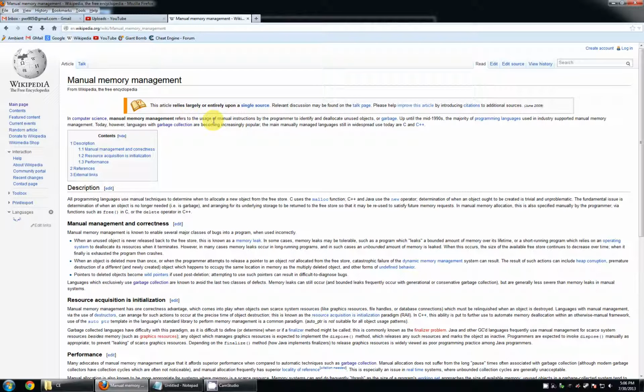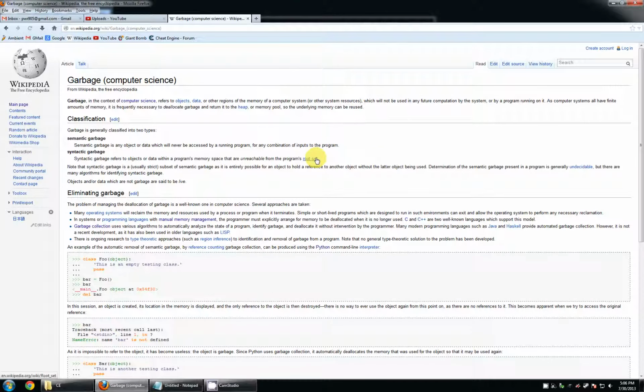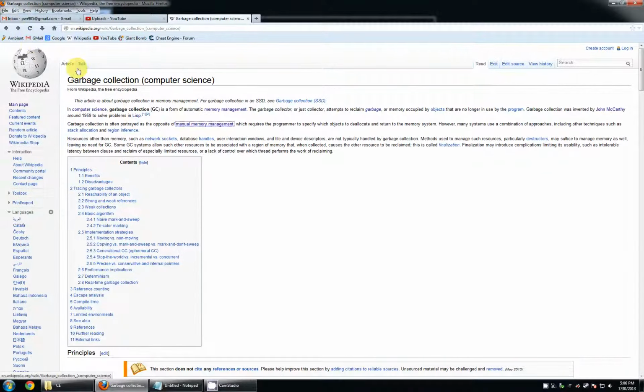Well, it's the usage of manual instructions by the programmer to identify and deallocate unused objects, or garbage. We'll click on garbage. Well, I've never read this article before. What is garbage in computer science? Garbage in the context of computer science refers to objects, data, or regions of memory in a computer system which will not be used in any future computation or by a program running on it. It's good enough for us. It's essentially what we just said.